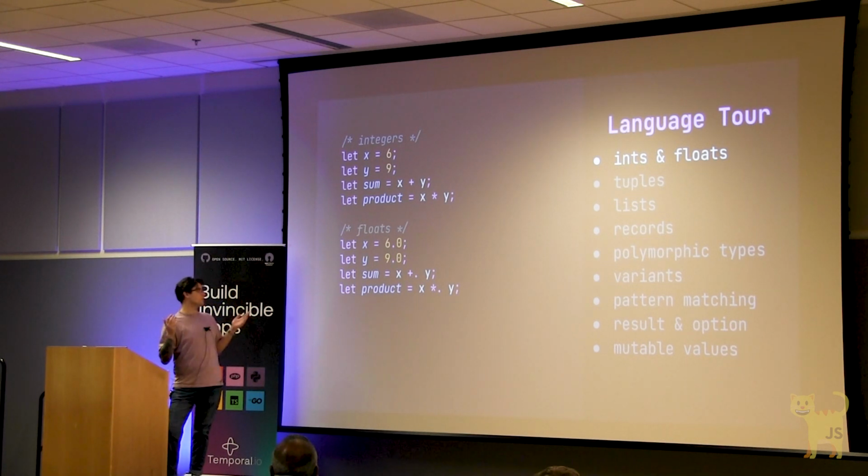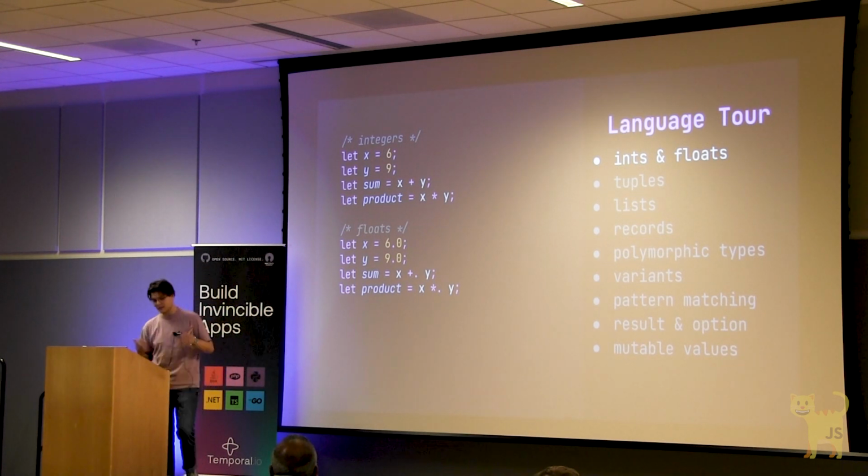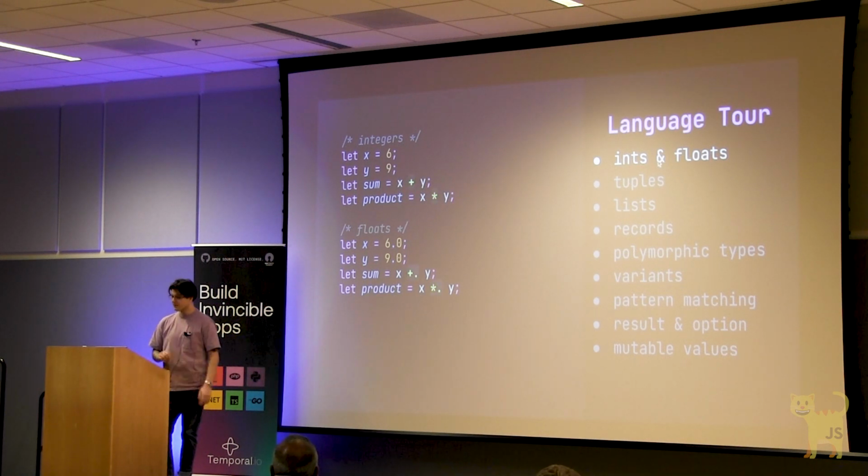These are going to seem super familiar to what you're used to, right? That's just like let x equals 6, let y equals 9. We have a sum and a product, nothing crazy. Same with floats. But what might stick out is that our infix operators are a little different. You cannot mix and match types in OCaml and ReasonML.